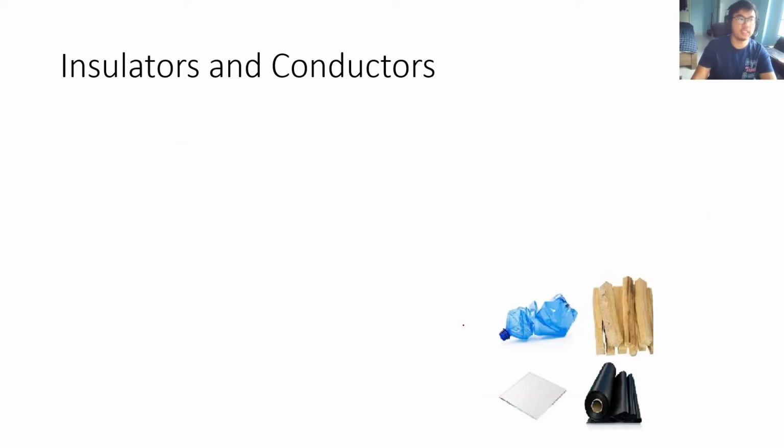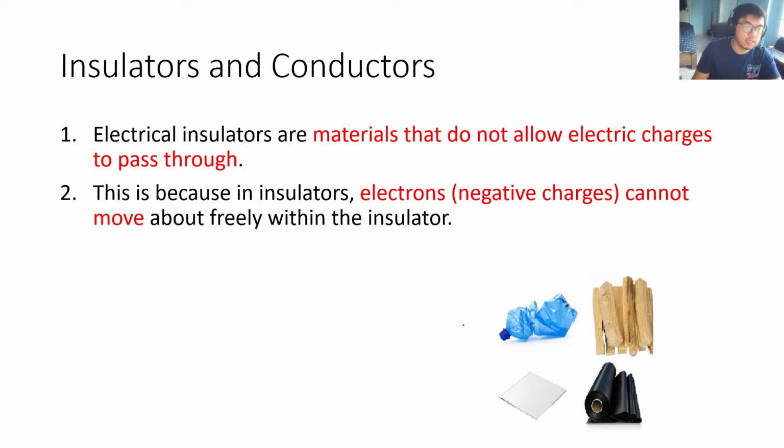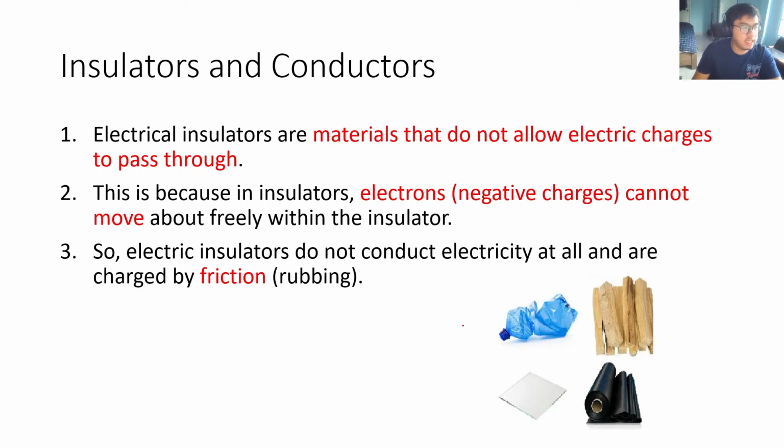Now let's move on and talk about insulators and conductors, what they are. I'm pretty sure you know about them already. Insulators are materials that do not allow electric charges to pass through. This is because in insulators, the electrons, these are the negative charges, cannot move about freely within the insulator. They are stuck inside their own atom. So they cannot move about and go to another atom and so on. So electric insulators do not conduct electricity at all and are charged by friction. So you can only charge insulators by rubbing two insulators together. And this is something that we looked at in the first lesson for this topic.